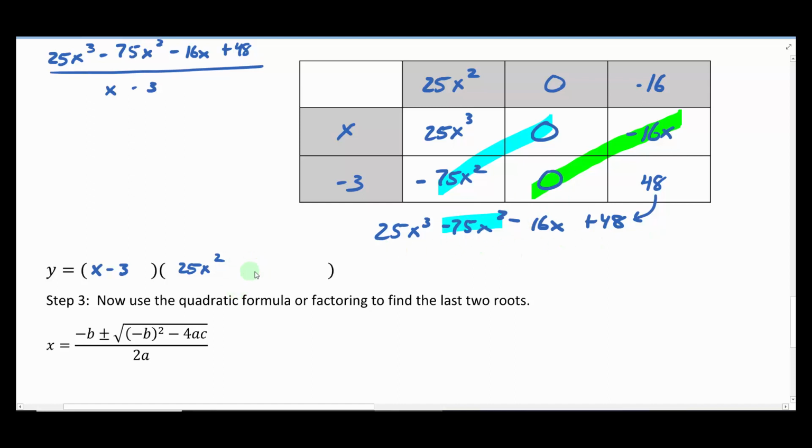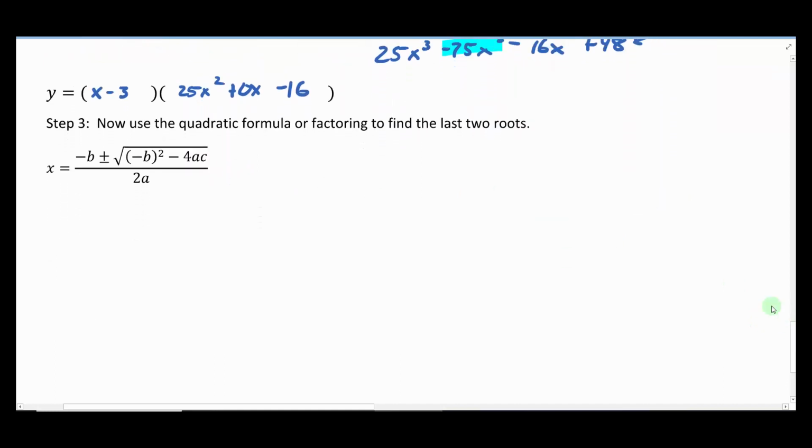Now when I write this out, because I know I'm going to be using quadratic formula, I write this out as plus 0x minus 16. That way I can keep track of my a, b, and c. All right. So here we go. We've got a, b, c. A is 25, right? That's the number in front of x squared. B is 0. That's the number in front of x, and negative 16 is the constant on the end.